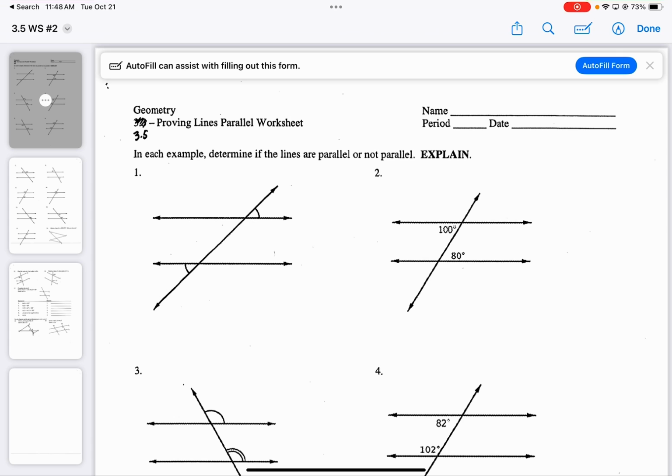Linear pairs won't give you parallel lines. Corresponding, consecutive interior, alternate interior, alternate exterior. Even though they are supplementary, because they do indeed add up to 180, I need an angle from this cluster here, because I know nothing about that line. They don't tell me that. So a linear pair does not imply parallel.